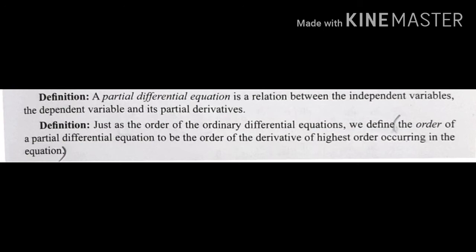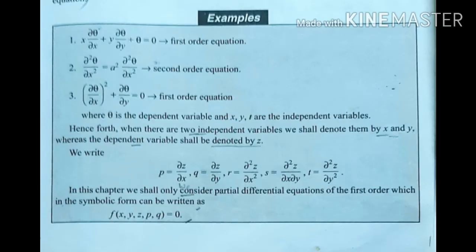in the equation. For example, number 1: x del theta by del x plus y del theta by del y plus theta is equal to 0. We see that here the highest derivative is del theta by del x, which is a first derivative. So, the order of this partial differential equation is 1. So, we can call it a first order partial differential equation.